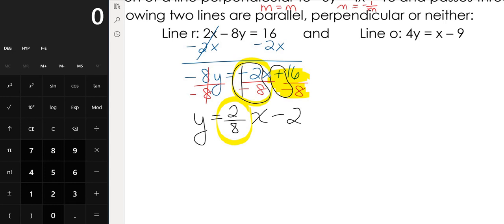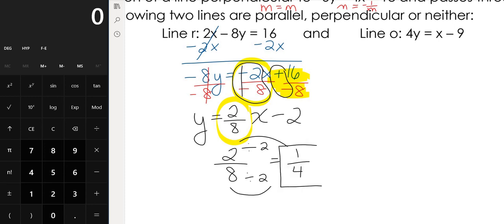All right, now 2 over 8. We need to simplify that. 2 over 8, since both are even numbers, can be divided by 2. Divide the top by 2, divide the bottom by 2. 2 divided by 2 is 1. 8 divided by 2 is 4. So 1/4 is the slope. All right, let's go ahead and take a look at line O and see what the slope comes out to be there.